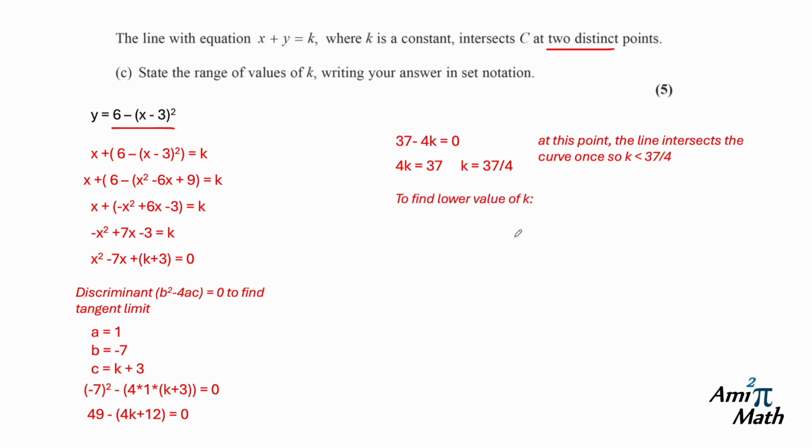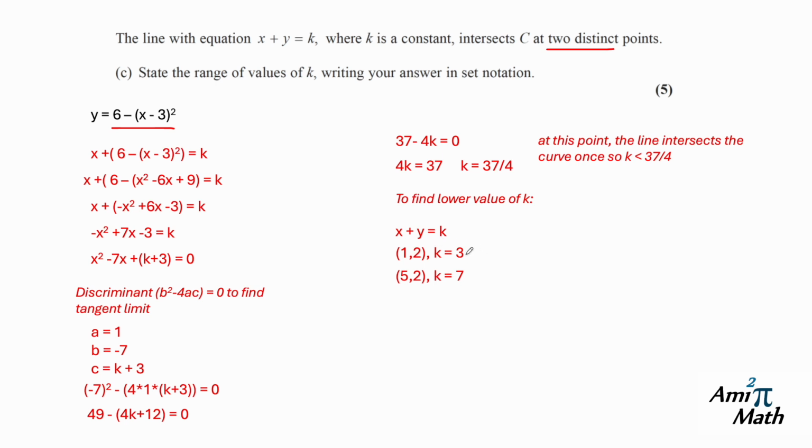To find the lower value of k, we basically need to find out the lower limit. So we get this equation again, and we use the values from last time of the coordinates. So we've got (1, 2), and k will equal 3 using this equation. 1 plus 2 equals 3. And similarly, using (5, 2), we get k equals 7.